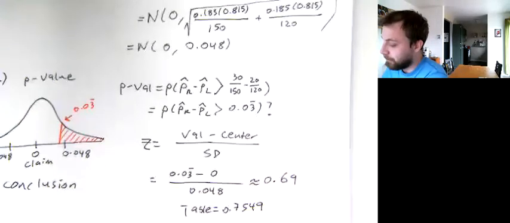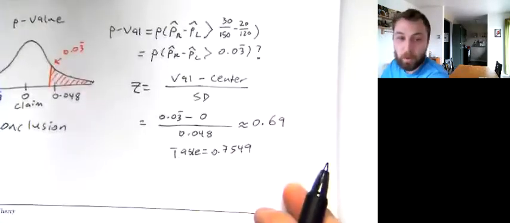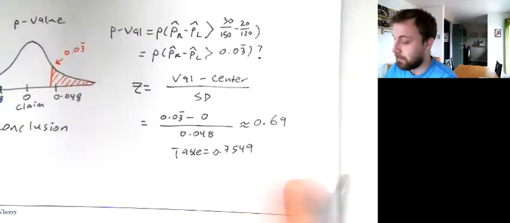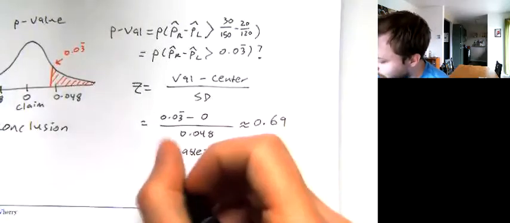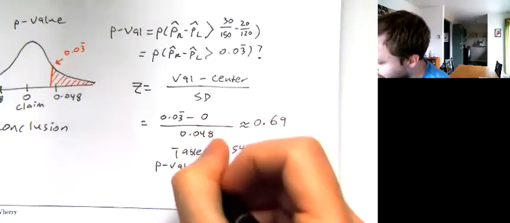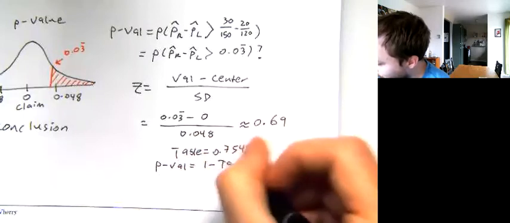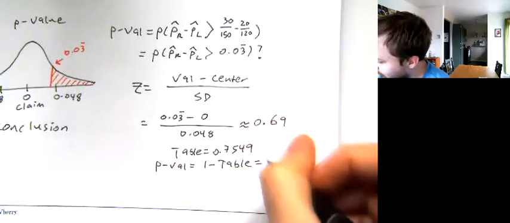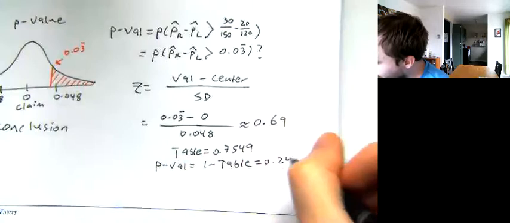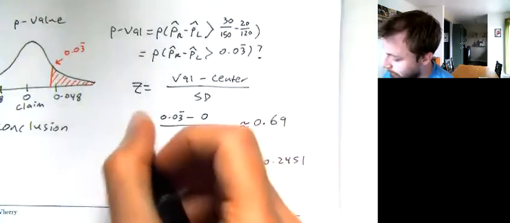If my picture was shaded to the left, this would be my p-value. Since my picture is shaded to the right, my p-value is going to be 1 minus this table number, which gives me a really large value of 24.51.